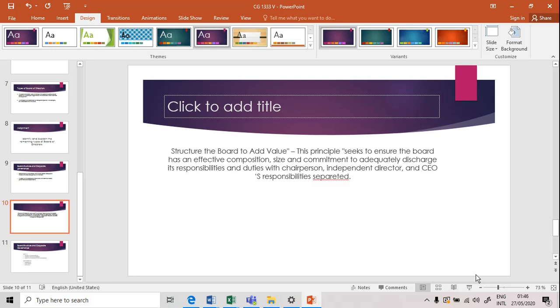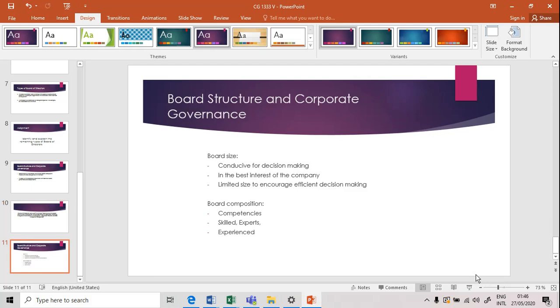Now, when it comes to board size, we can view board structure from the perspective of size. It is important that the board is of a size and is composed of individuals that have the skill and that are there in the best interest of the company. The size of the board should be limited so as to encourage efficient decision making.